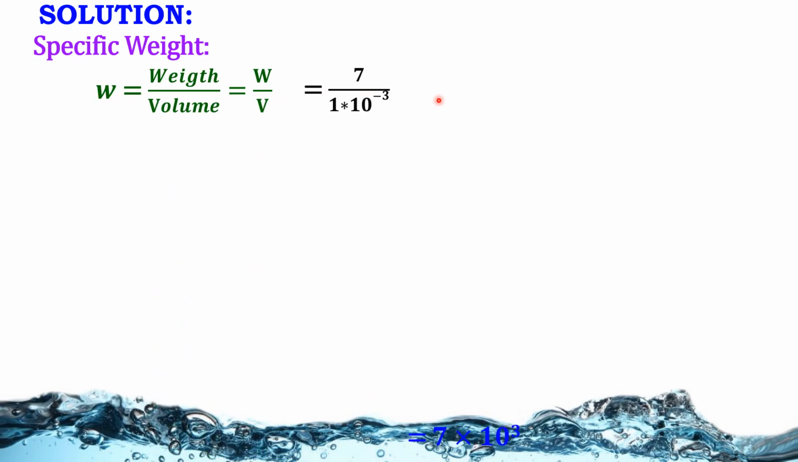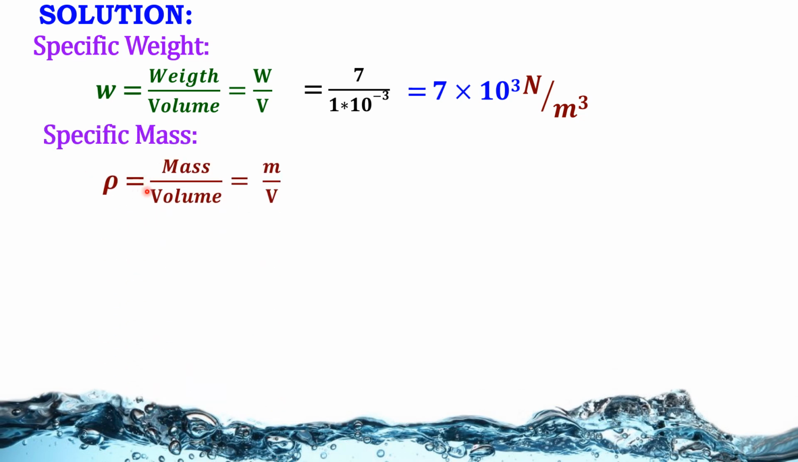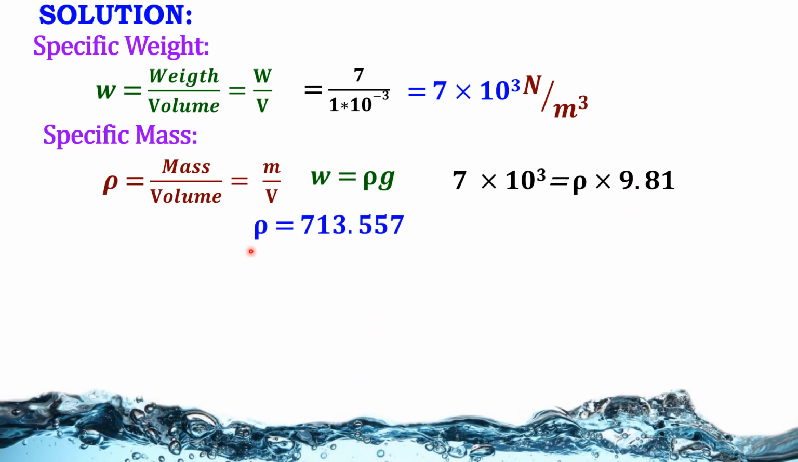Solution. Specific weight is given as weight by volume. So on substitution, I get W is equal to 7 into 10 to the power 3 Newton per meter cube. Next, mass density or specific mass. It is given by mass by volume. Once again, I am not having my mass data, so I am going for another formula where W is equal to rho into G. I know my W value as 7 into 10 to the power 3 and I know my G value as 9.81. Substituting it, I get rho is equal to 713.557 kg per meter cube.